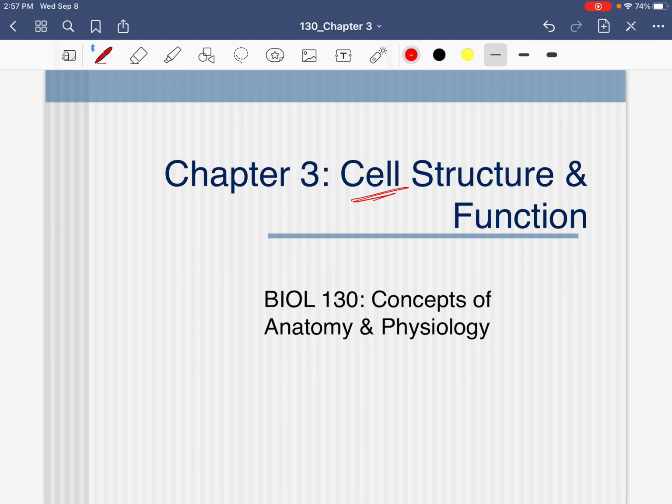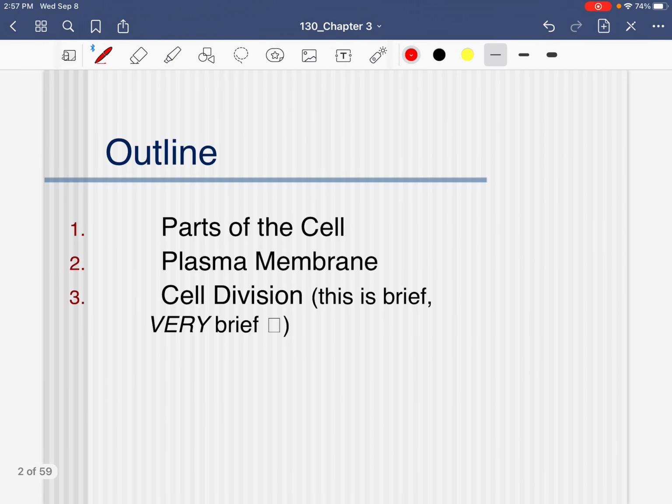But please stay awake. Don't fall asleep, because the second half of this chapter talks about diffusion, osmosis, active transport, which is talking about how we move things in and out of the cell. And that's really, I'm going to say it 2 more times, really important.